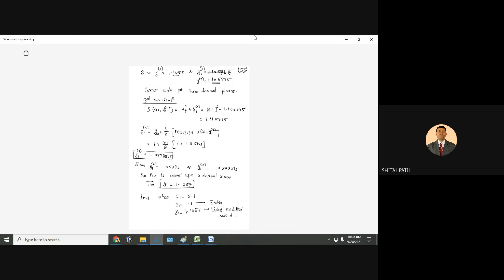The question remains which one is correct. Someone may say that the answer obtained by Euler's method is more correct. Okay, so we can cross check it. How? We'll do it on the next page. Clear? Have you understood what we have done so far?